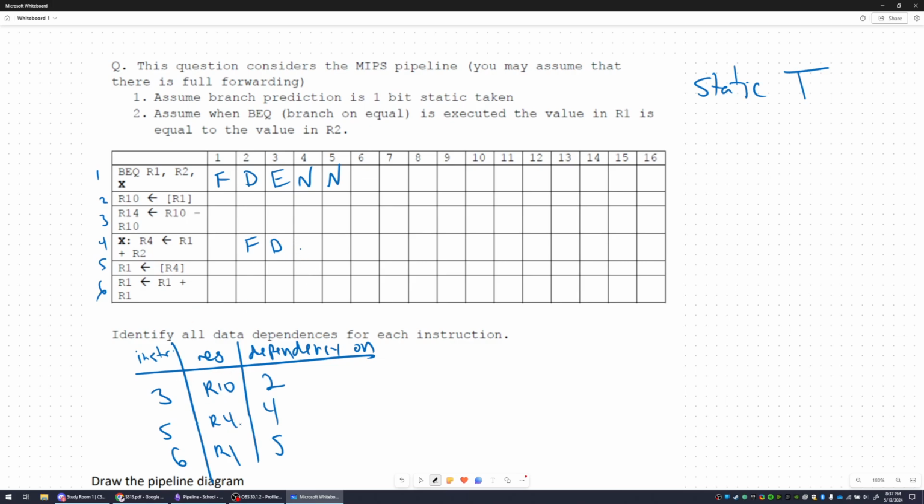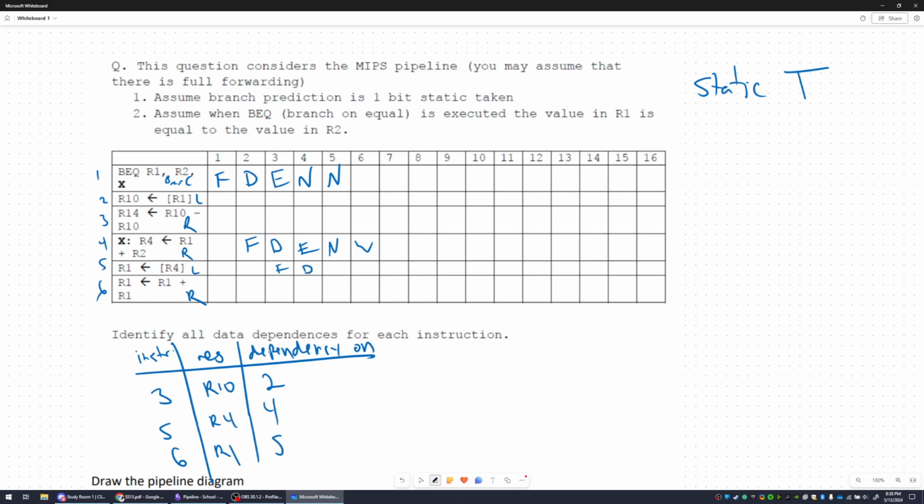Is there any dependencies? No. So this is a branch. Load R type, load R type. So fetch, decode, exec, no op, right back.